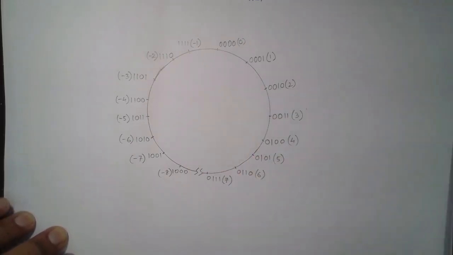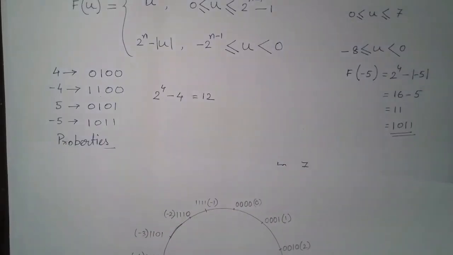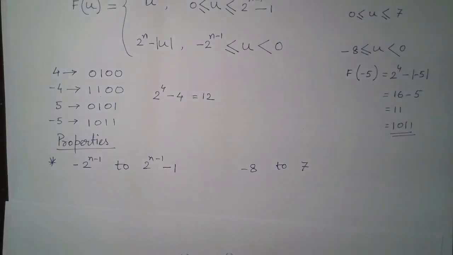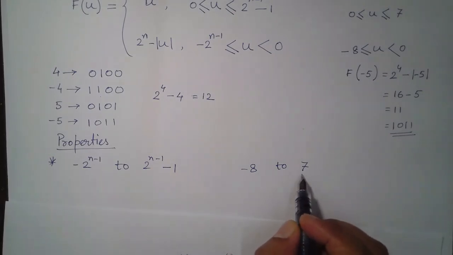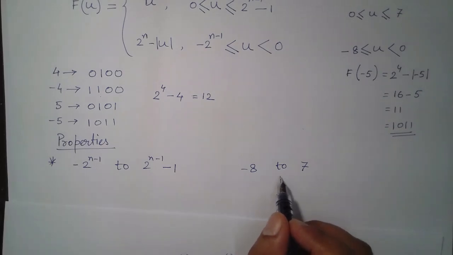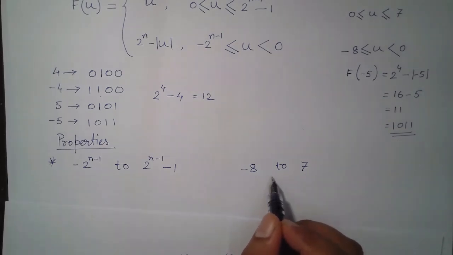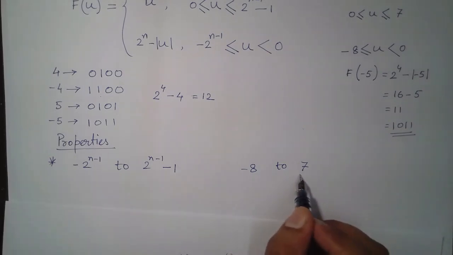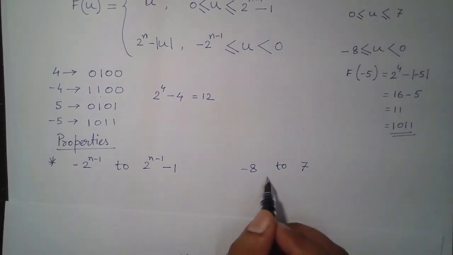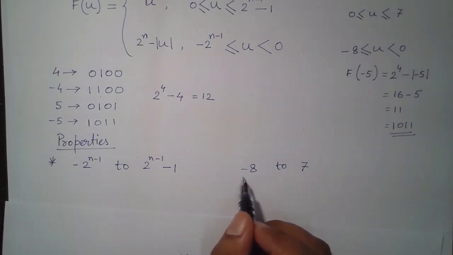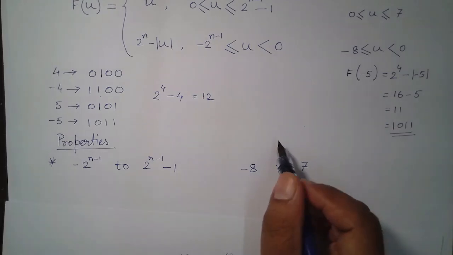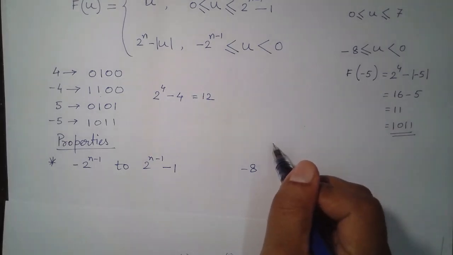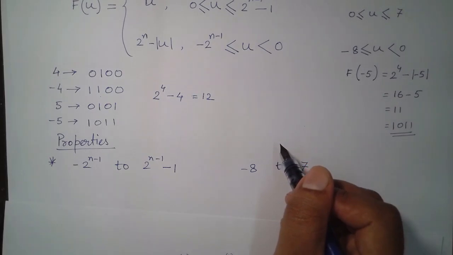Now, why is it only till plus 7? Because we have to accommodate 0 also. 0 is a non-negative integer, and that is why 0 to 7 are the positive numbers, and minus 1 to minus 8 are the negative numbers which can be represented by a 4-bit binary representation.